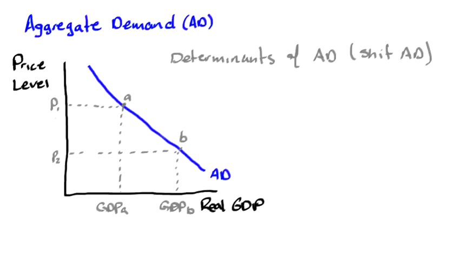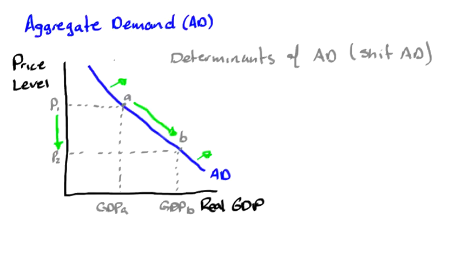Now the price level changes. So suppose the price drops from P1 to P2, then we're going to move along the aggregate demand curve. Now there are a few things though that can shift the aggregate demand curve to the right or to the left. These are called determinants of aggregate demand. But first, if something should increase aggregate demand, then this would shift the curve to the right.